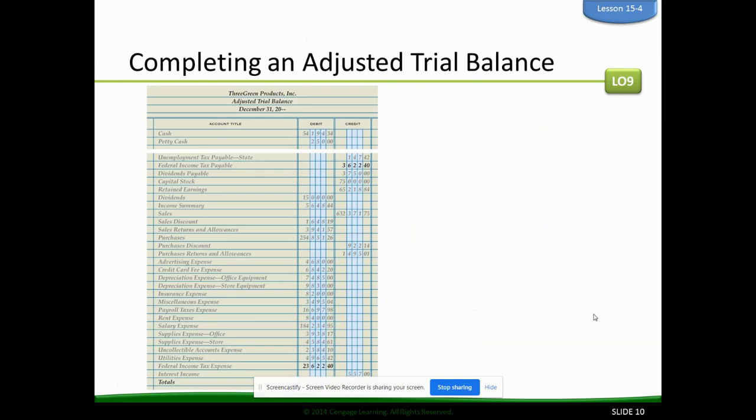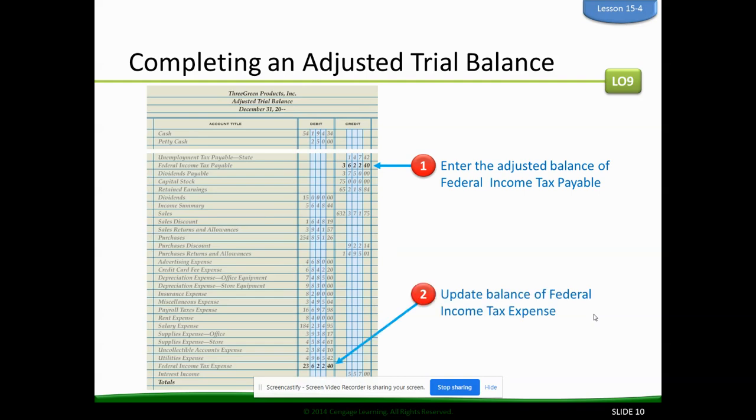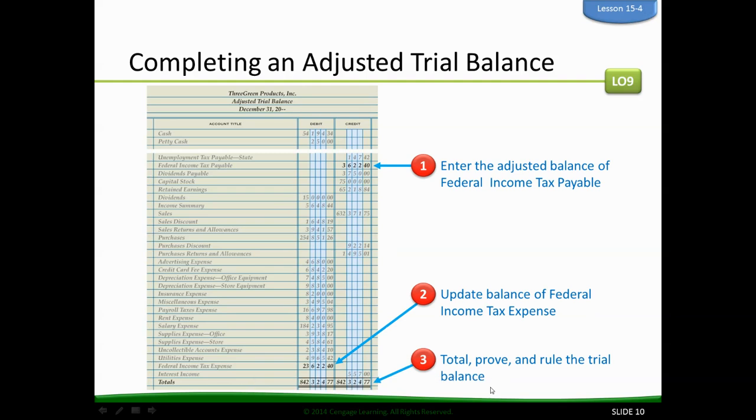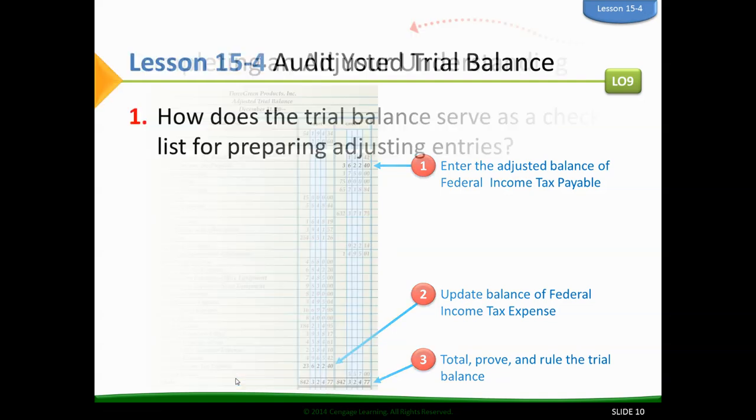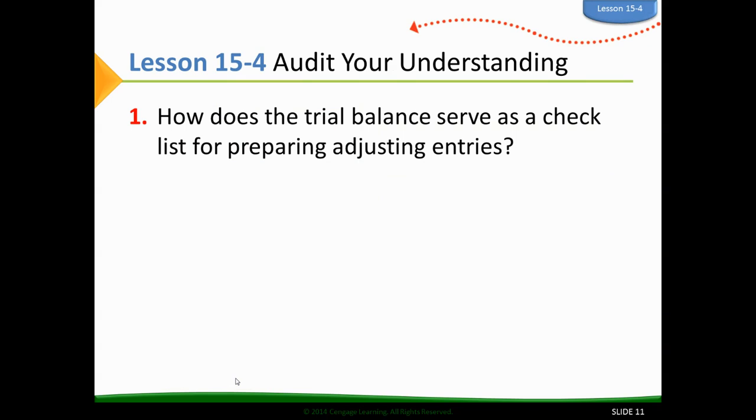And then we complete our trial balance by including federal income tax payable and federal income tax expense into our trial balance. And then once you include those, you total, prove, and rule the trial balance. All right, that's it. 15.4 work together is next.